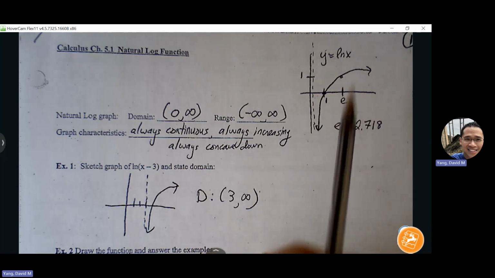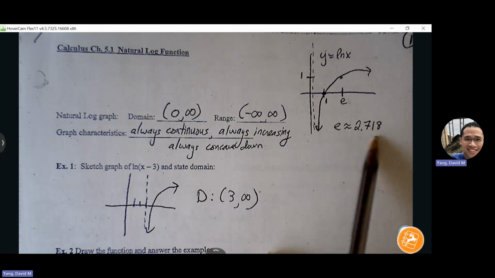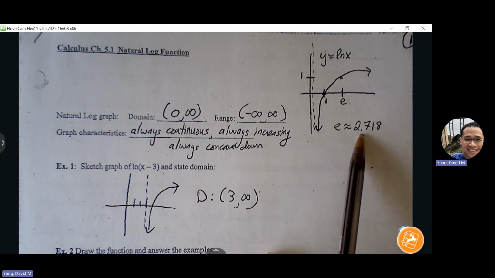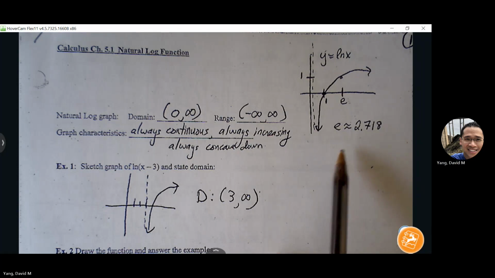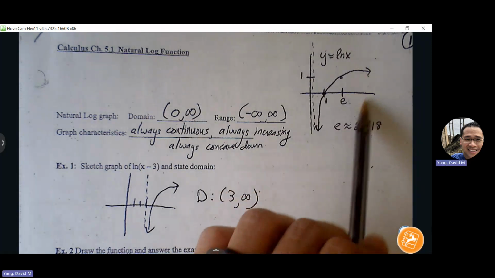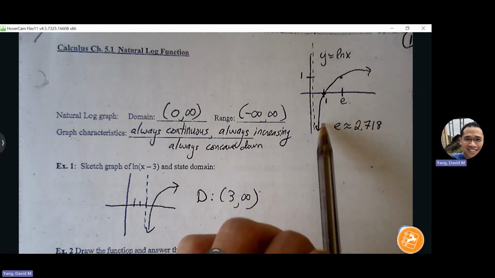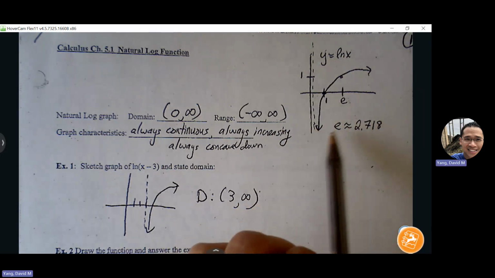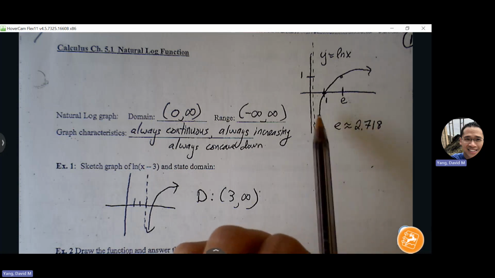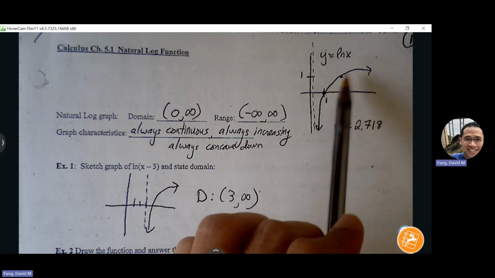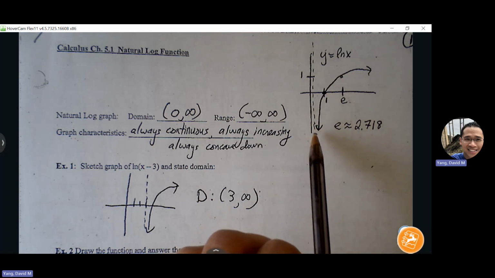So e is an irrational number close to 3. You know that pi is 3.14, and e is a little bit less than 3, so it's around 2.7. So, okay, this is a really helpful graph to memorize. It doesn't seem like there's a lot going on here, but there's a lot of helpful information.